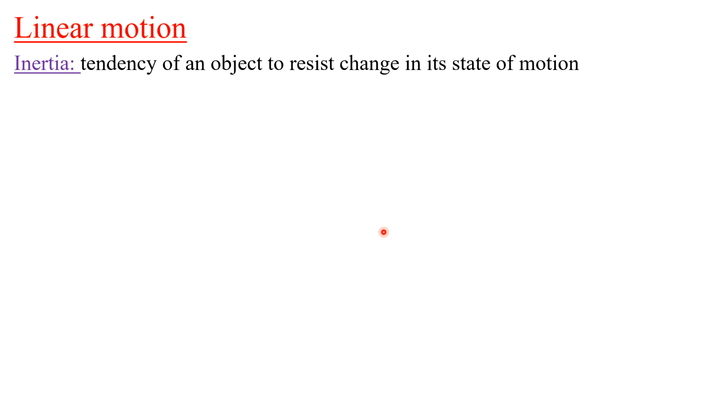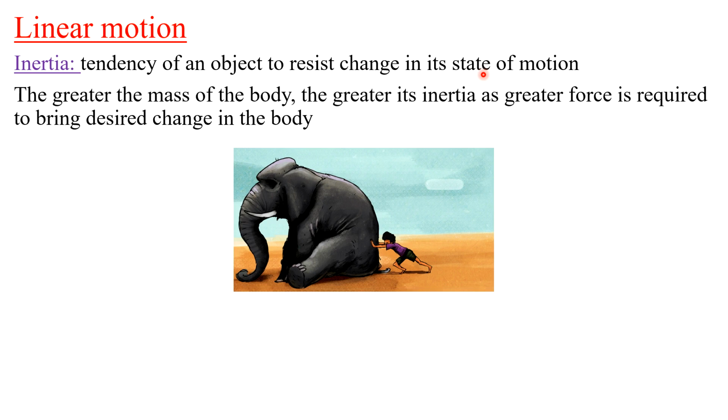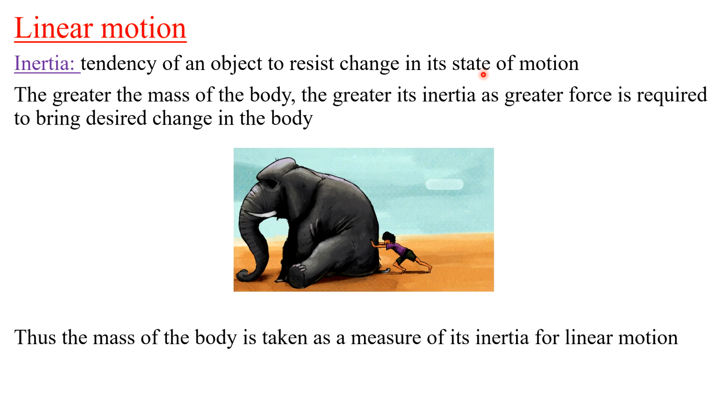So in linear motion, inertia is defined as a tendency of an object to resist change in its state of motion. So greater the mass of the body, the greater its inertia, as greater force is required to bring desired change in the body. Thus mass of the body is taken as a measure of its inertia for linear motion. So inertia depends on mass of a body for linear motion.